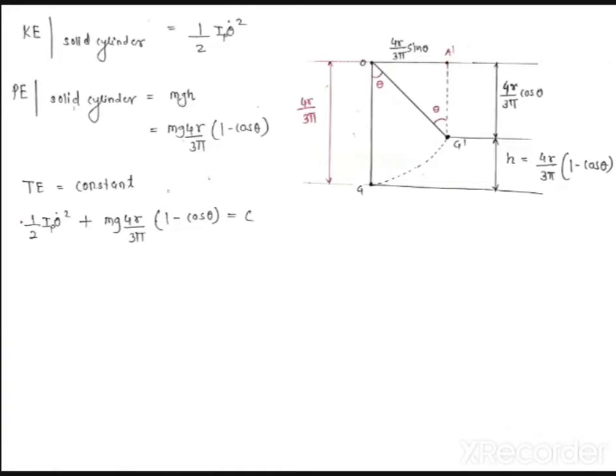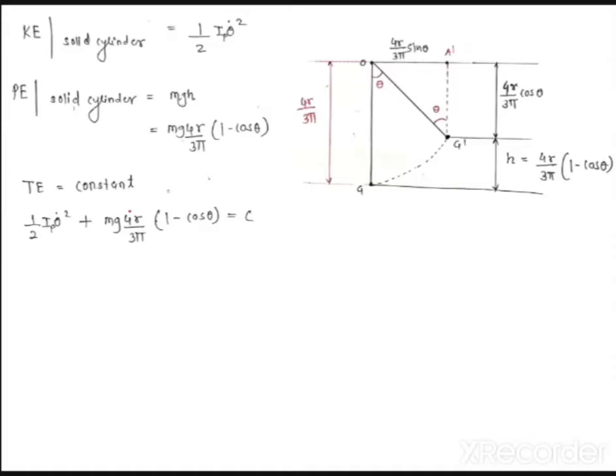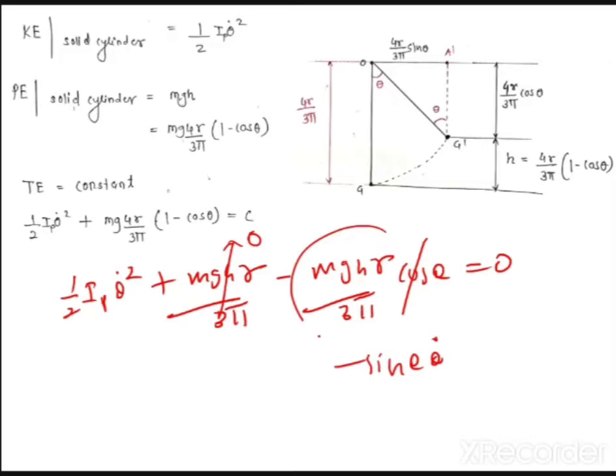It is very easy. (1/Ip)θ̇² + mg(4r/3π)(1 − cos θ) = C. Okay, so now we solve this, differentiating with respect to time. So what you are getting basically is (1/2)Ipθ̇² + mg(4r/3π) − mg(4r/3π)cos θ = 0. Now you differentiate: the derivative of the constant with respect to time will become 0, and this will become minus sin θ into θ̇, and this is the constant term.